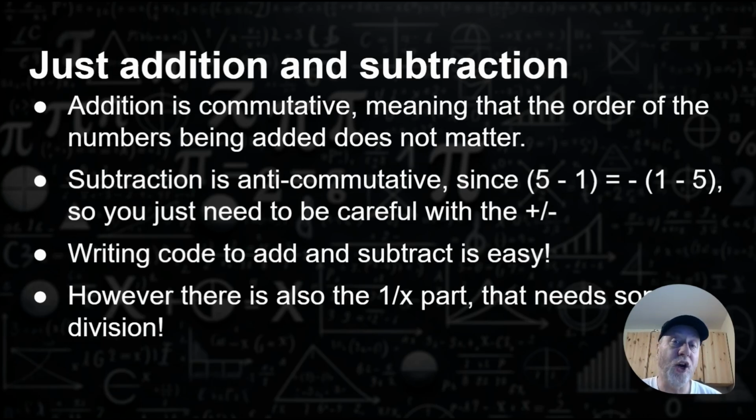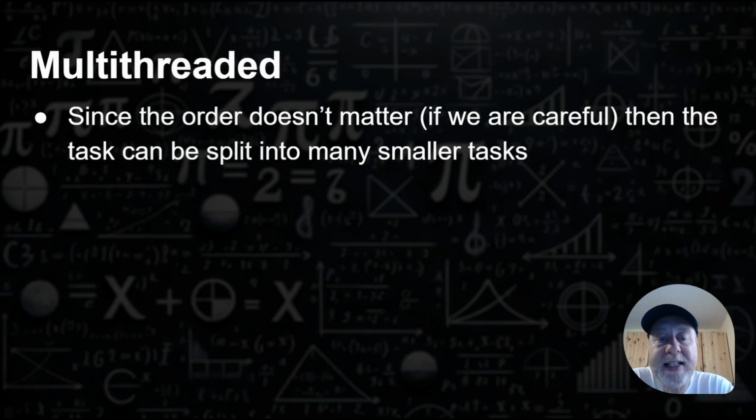And that means writing code for this is really easy, because it's just this plus this or this minus this, fairly simple to write. Now there is the 1 over part that we have to do, but that's the same for every term. So once we do 1 over something, that's part of the calculation, and it's the same for every single term. Now, since the order doesn't matter, and if we are careful with the signs, we can split this into multiple tasks. That means we can write a multi-threaded program.